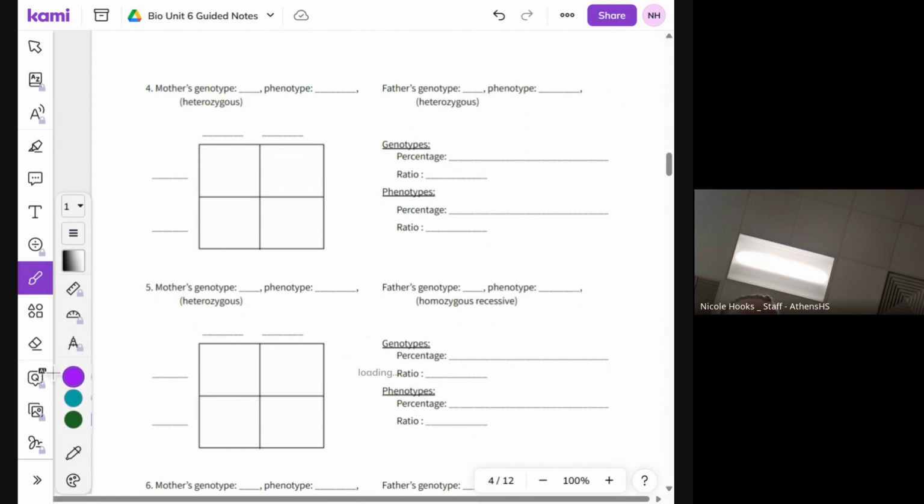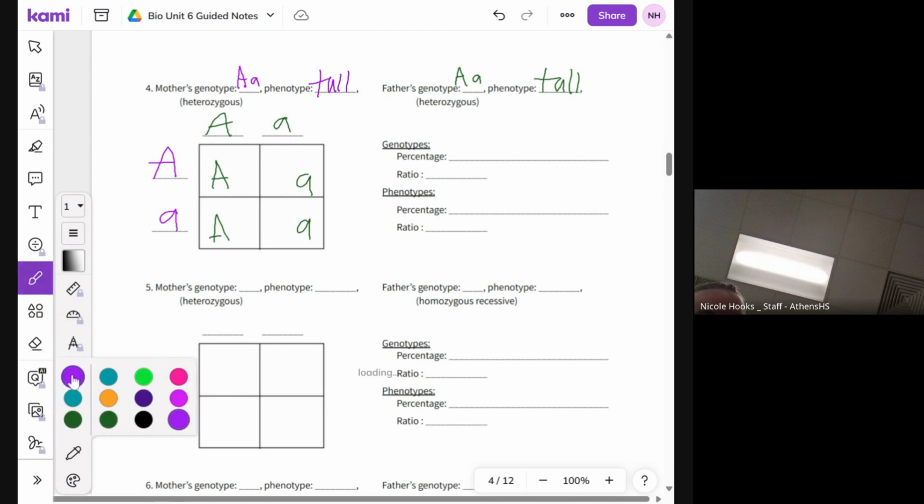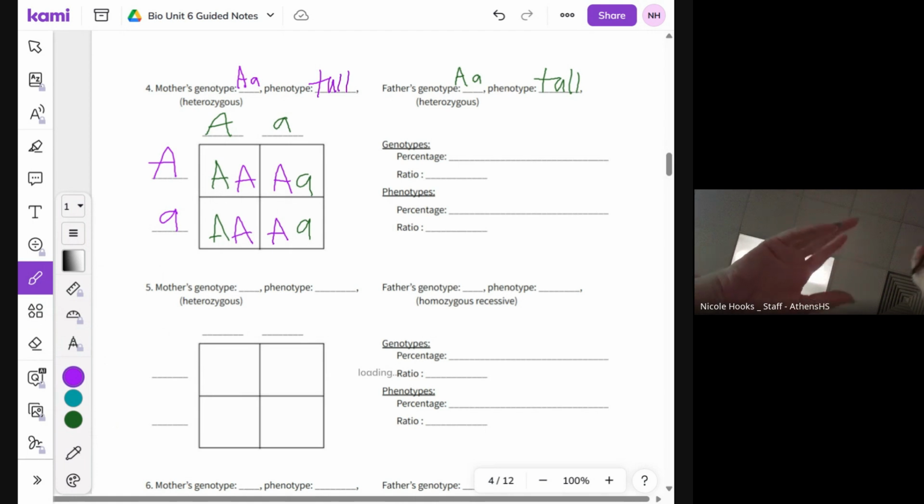Same scenario here, mom and dad. Mom is going to be heterozygous. Dad is going to be heterozygous. They both are going to be tall phenotypes because they have that one tall allele and it's dominant, so it's going to be the one that's seen. Mom's alleles across the side, dad's alleles across the top. Okay, and then you bring dad's down, and you bring mom's across. Usually we put the big letter in the front, no matter what, but if it's switched, you can just reverse them again. It's no big deal. It means the same thing. Whether it says big A, little a or little a, big A, it still has the same thing.